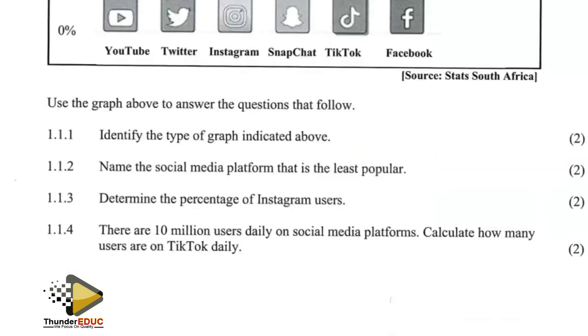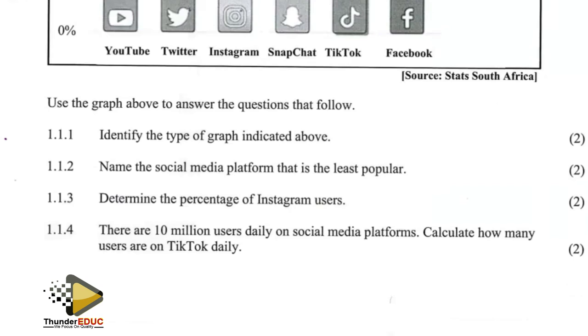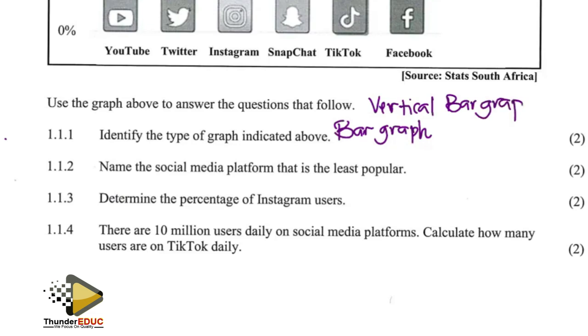Question number 1. Identify the type of graph indicated above. Someone would have said it could be, yes, the first answer is supposed to be, it's a bar graph. A bar graph. Some other people said it's a vertical bar graph, which is okay. Vertical bar graph. All right, we go to question number 1.1.2.